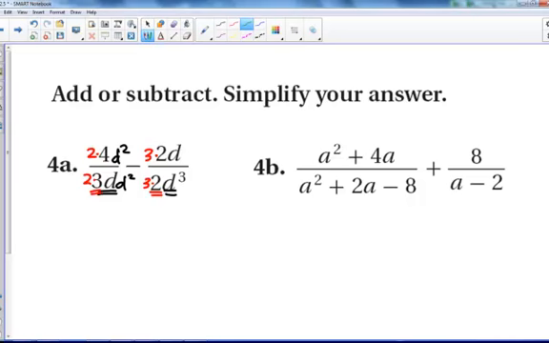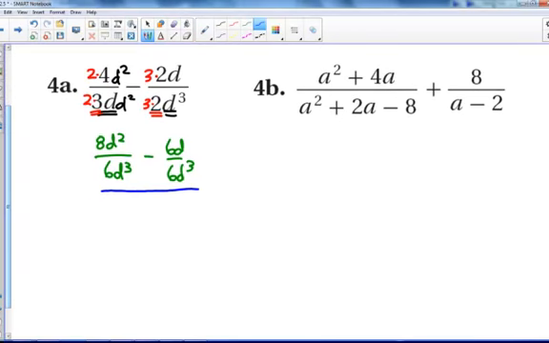All right, so my new problem is 8d squared over 6d cubed minus 6d over 6d cubed. Now, don't cancel anything yet. We did this to have common denominators to put them together. So now I can put the numerator together: 8d squared minus 6d over 6d cubed. I have a minus. That means this is linked together. I can only cancel that exact thing.